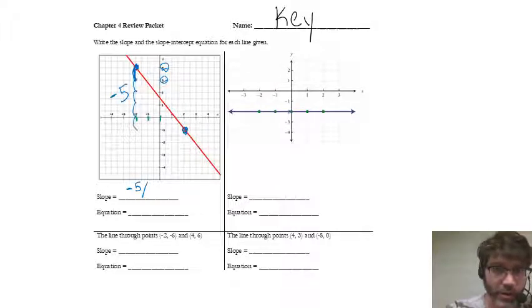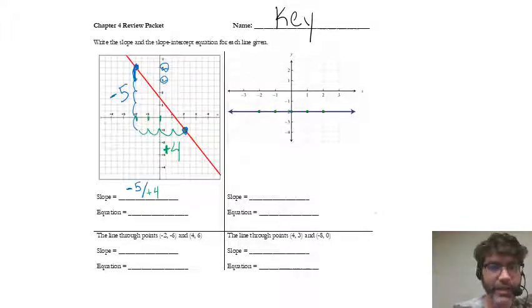Okay, so here we go. So we're going to the right 1, going to the right 1, 2, 3, 4. So we went to the right 4, and that's in the right direction, the positive direction. So that's going to be a positive. So that'll be negative 5 over 4. So our slope is negative 5/4.